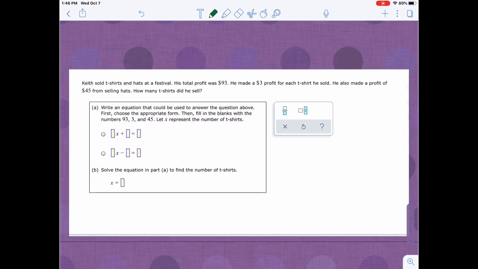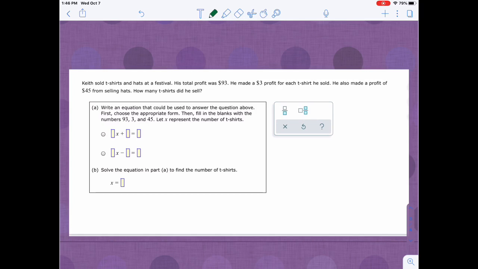Keith sold t-shirts and hats at a festival. His total profit was $93. He made a $3 profit for each t-shirt he sold. He also made a profit of $45 from selling hats. How many t-shirts did he sell? Write an equation that could be used to answer the question above. First, choose the appropriate form, then fill in the blanks with the numbers 93, 3, and 45. Let X represent the number of t-shirts.